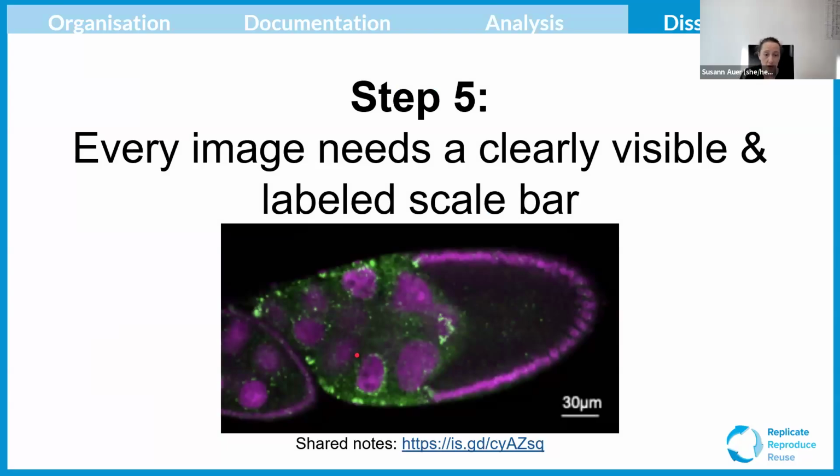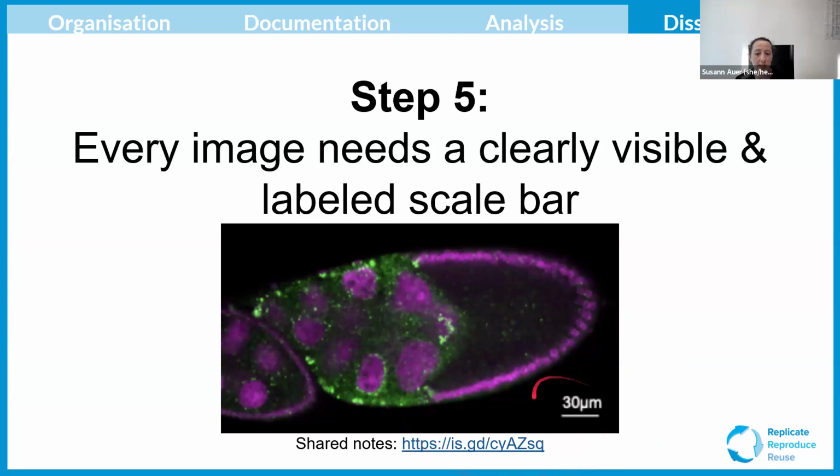All right, step 5: every image needs a clearly visible and labeled scale bar. When you have microscopy software, the software often comes with an automatically labeled scale bar. But if you cram 10 pictures of your microscopy into a small figure, that scale bar will be so small that no one is able to read it at 100% or even identify it. So make sure that even if your software is already giving you a scale bar, you either adjust it a little or draw a new one on top of that.